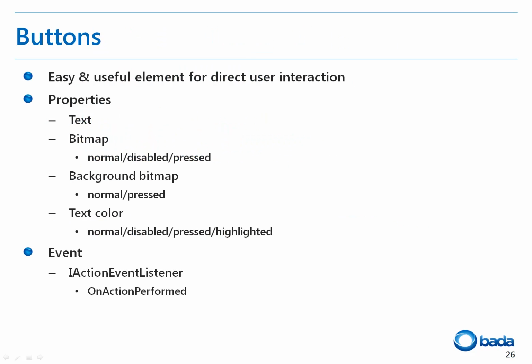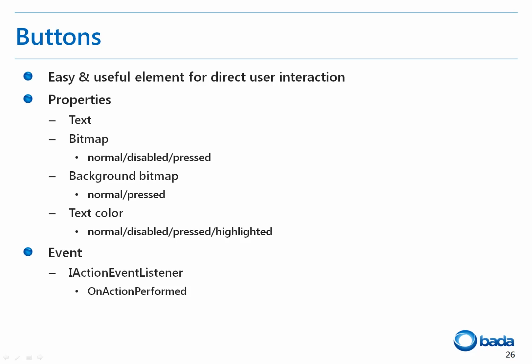Buttons are another very basic and integral part of the UI. Buttons support click events. A button has many properties related to its appearance in terms of the background bitmap, text, and color. The button properties can be different for different states, such as the normal, disabled, pressed, and highlighted states.